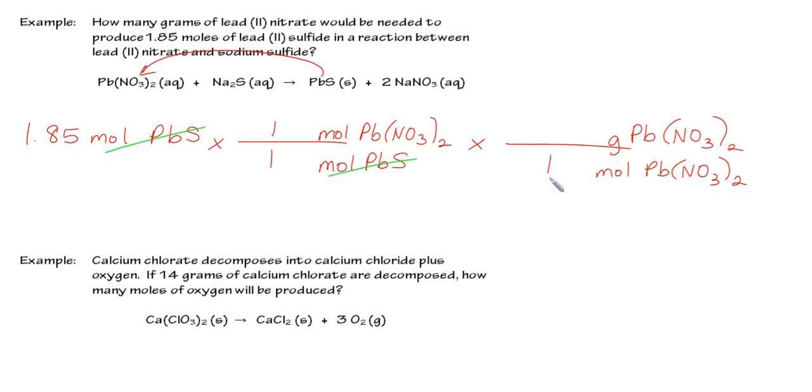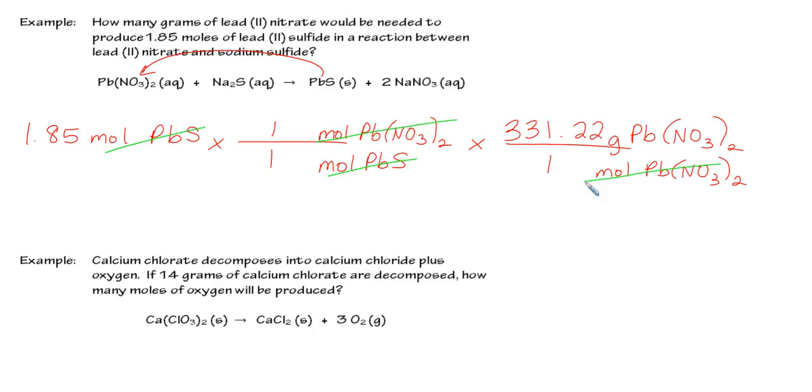Just plug that in. I'm going to take 1 lead plus 2 times the mass of nitrogen and 6 times the mass of oxygen. Little over 331.22. And this makes me feel good to cancel out moles of lead nitrate.